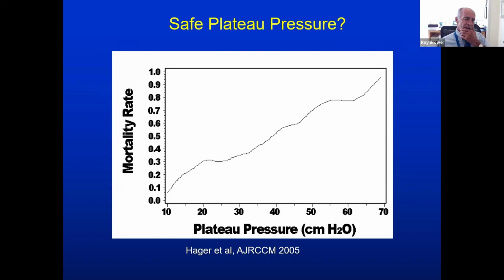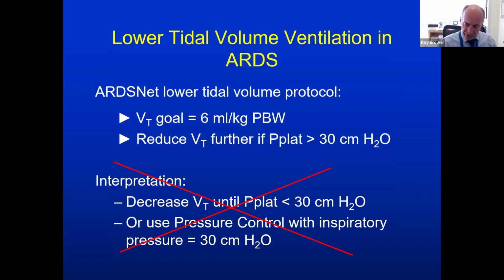These data are taken from that ARDS Network tidal volume trial. Shown on the horizontal axis are the plateau pressures measured on day 1 after randomization. And on the vertical axis is the mortality rate. If a plateau pressure of 30 was a safe limit, then we would expect to see this graph plateau here. But instead, the mortality rate continues to decrease at lower and lower plateau pressures. So these data do not support the idea that we should modify the rules that came out of that clinical trial, and we reject that interpretation.